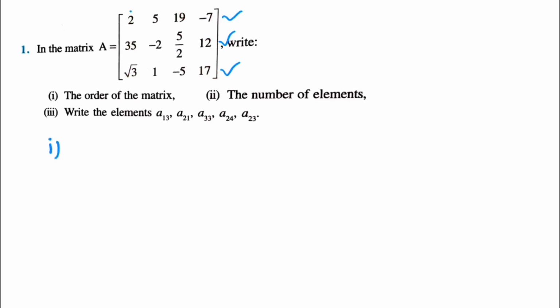So, what is the solution for the first bit? Total 3 rows and 4 columns. So, the order of the matrix is 3 by 4. I hope you understand this.